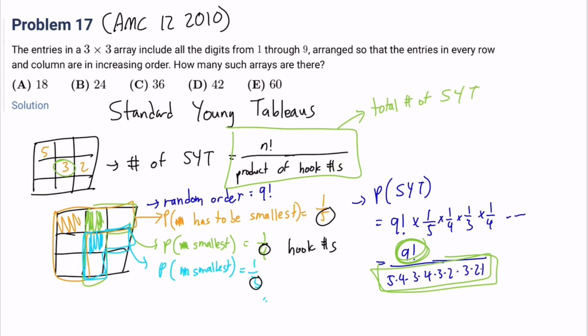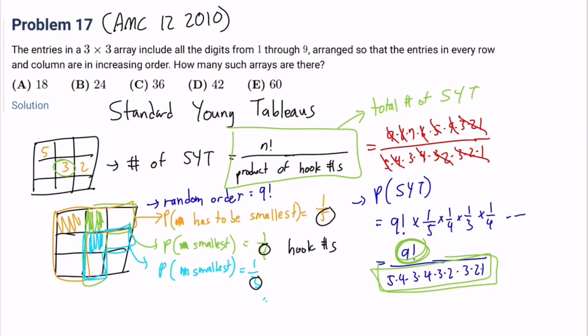And so if we finish this problem, this is going to be equal to, n is 9, so this is going to be 9 factorial over 5, 4, 3, 4, 3, 2, 3, 2, 1. So it's 9 factorial, which is 9, 8, 7, 6, 5, 4, 3, 2, 1, all over 5, 4, 3, 4, 3, 2, 3, 2, 1. So that's going to be, if we cancel out these, then we can cancel out these two, and then we can cancel these, like that.